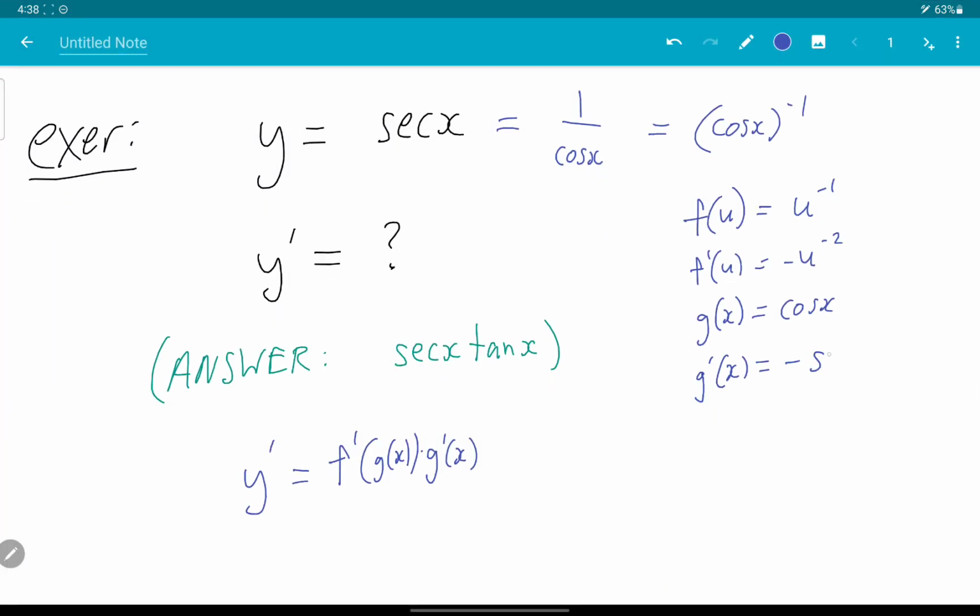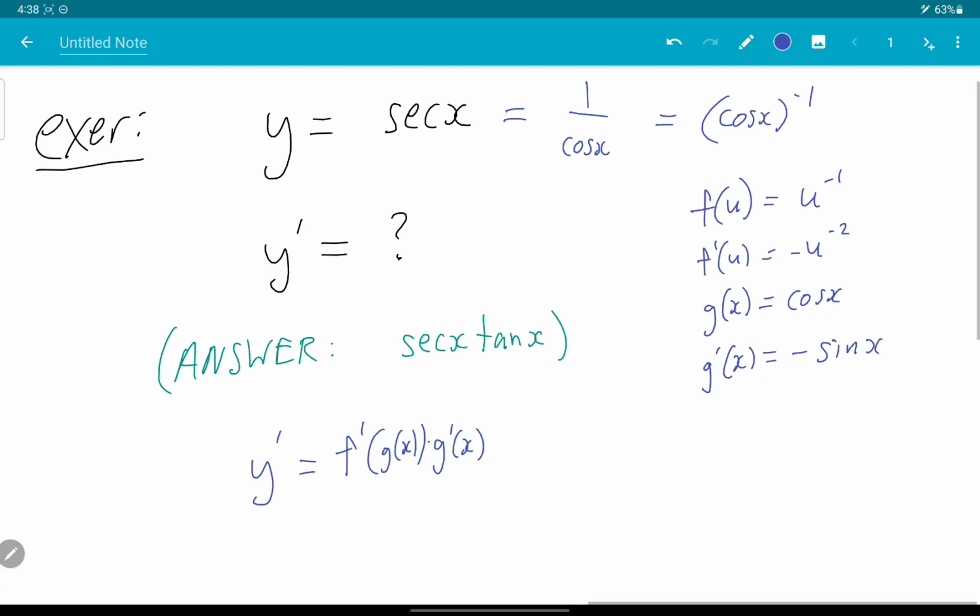minus sine x. Okay, using all this information down here, I get negative u, which is my g, right? Cosine to the minus 2 times g prime of x, minus sine x.